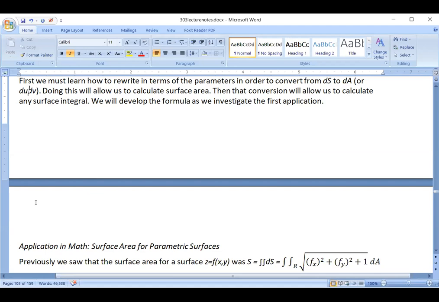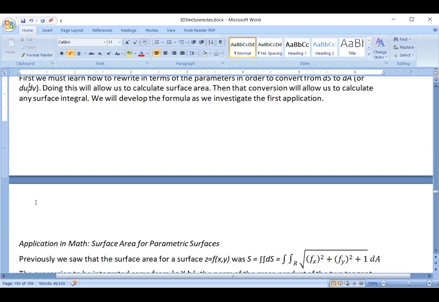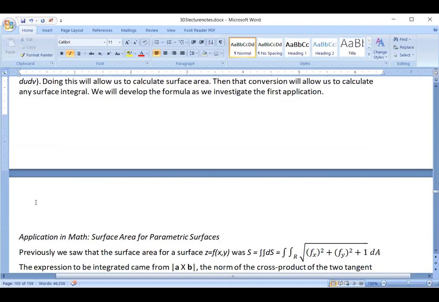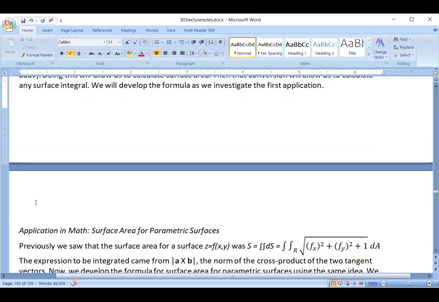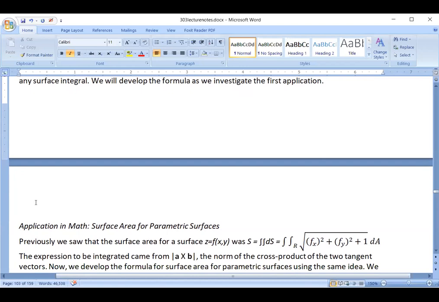And that can be written out as the double integral over the region, where the region is the x and y values from the domain, of the square root of (df/dx) squared plus (df/dy) squared plus 1, and then dA. So we previously did that. And recall where that formula came from. That formula came from the fact that we found the two tangent vectors, and then we took the cross product, and then we took the magnitude of that. And that's what that whole square root expression was.